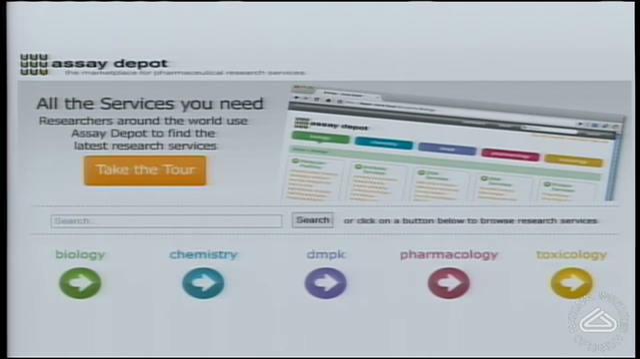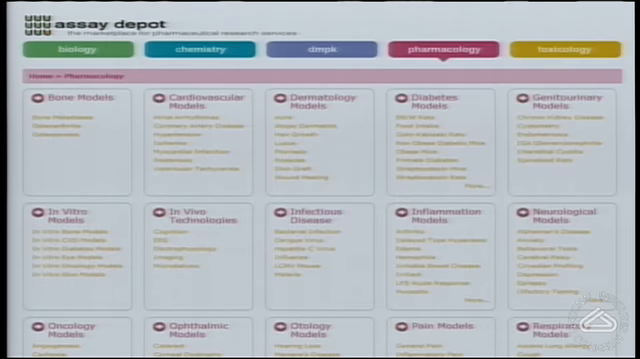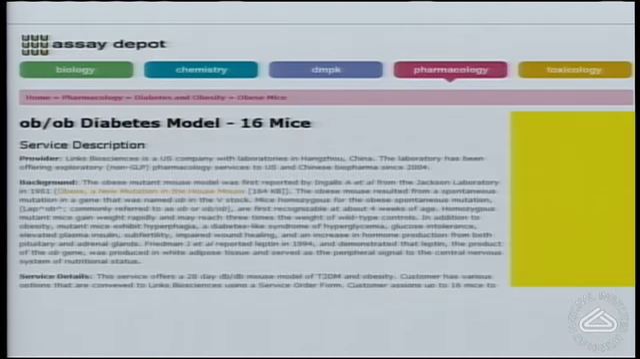Let's click on pharmacology here. Now, what kind of mouse do I want to run today? Bone, cardiovascular, dermatology, diabetes, genitourinary, infectious disease, inflammation, neurology, cancer, eye, ear, pain, respiratory. Well, you're going to hear a little bit of a diabetes story from me, so let's click on diabetes here. Here's a standard OB diabetes mouse model. This is a 16 mouse experiment. This mouse has been eating a lot and getting diabetes since the 1970s. Divide up these 16 mice however you want.